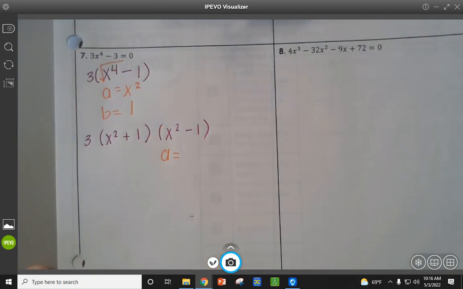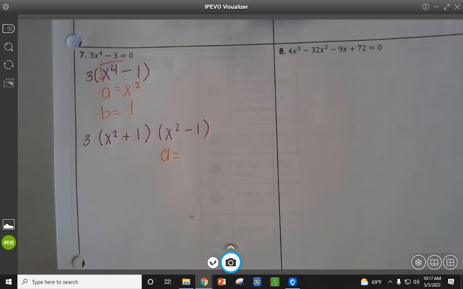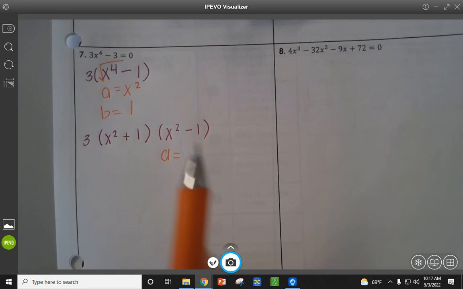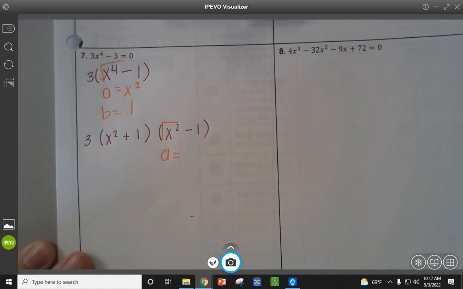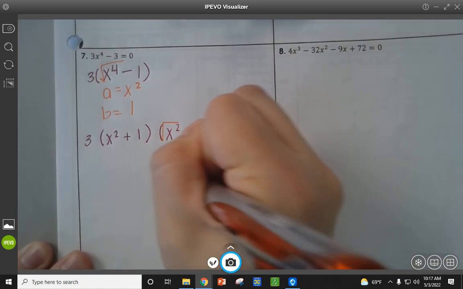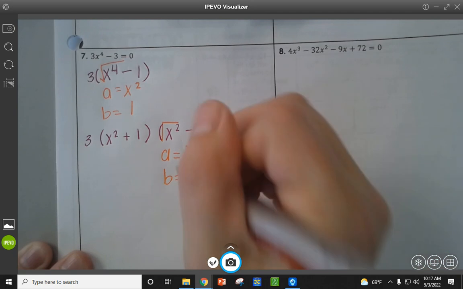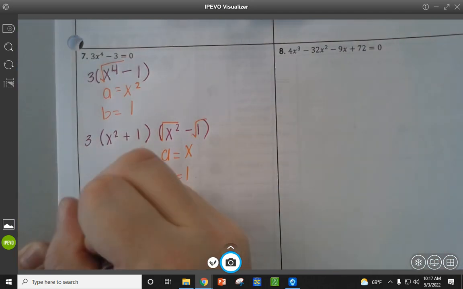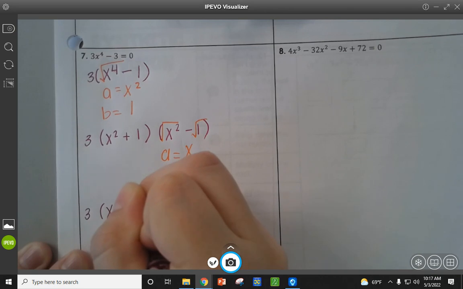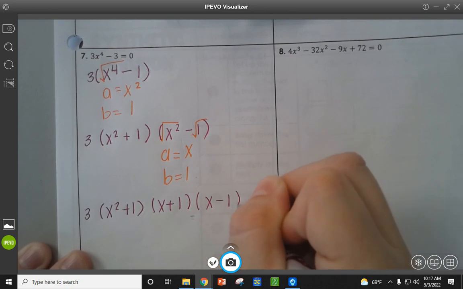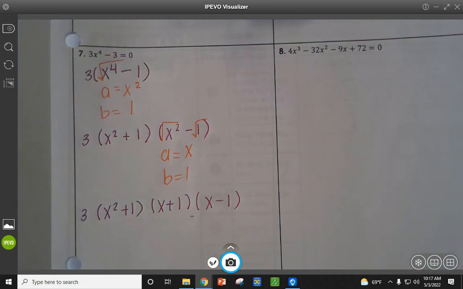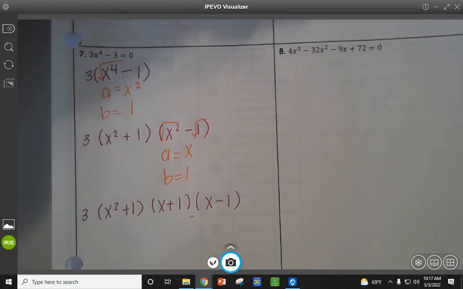Because that's the formula for difference of squares. It's a plus b, a minus b. So a is the square root of x squared, which is x. b is the square root of 1, which is 1. So that pretty much didn't really even do that. Well, it made it x plus 1, x minus 1. There is a difference.